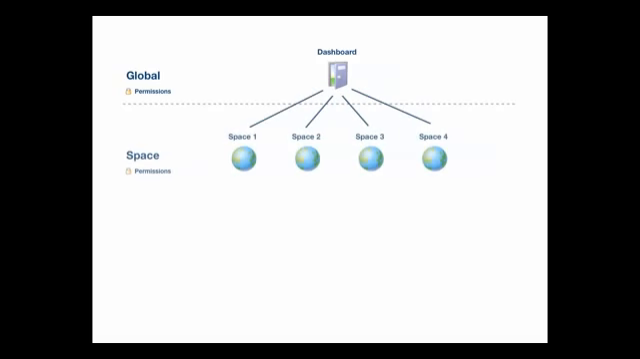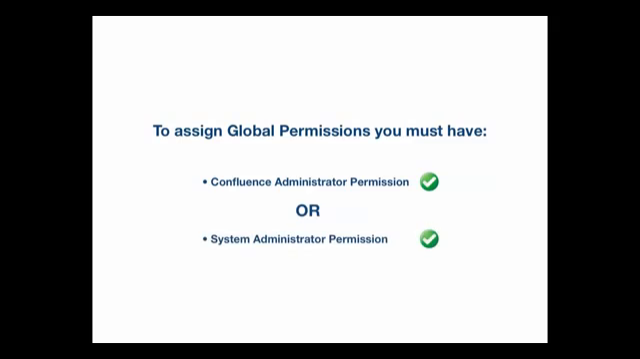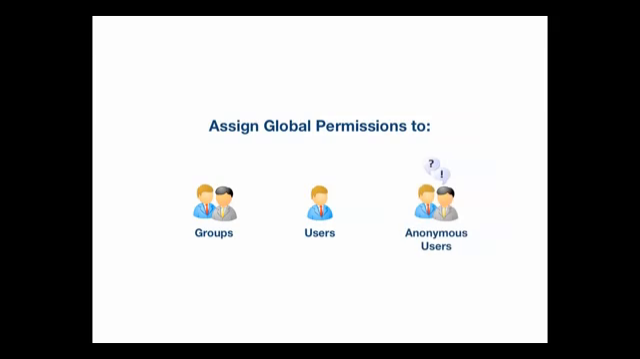There are three levels of permissions: global, space, and page. This tutorial focuses on global permissions. There are separate tutorials on space permissions and page restrictions. In order to assign global permissions, you must already have the Confluence administrator or system administrator permission. You can then assign global permissions to groups, individual users, and anonymous users.